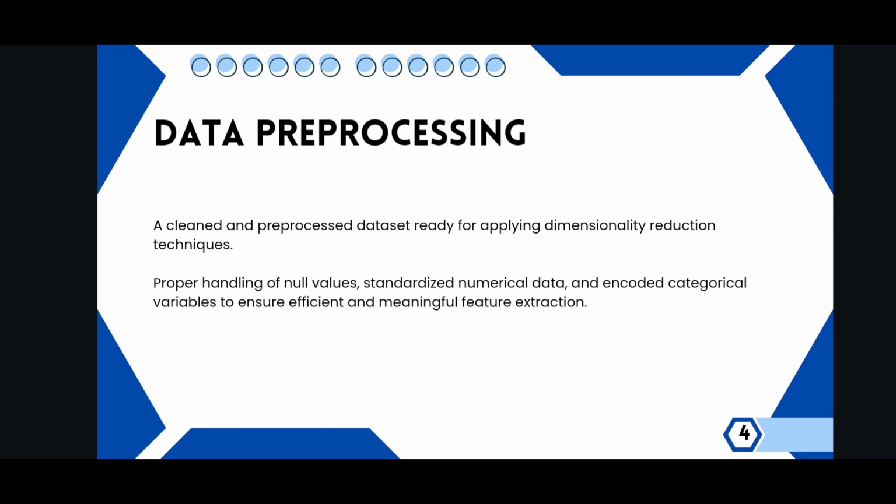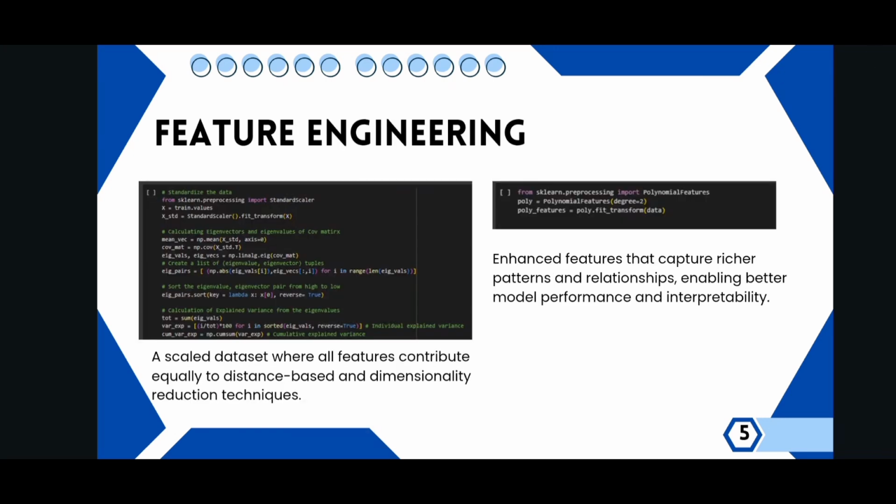So the expected outcome of this pre-processing is a clean and pre-processed dataset ready for applying dimensionality reduction techniques, with proper handling of null values, standardized numerical data, and encoded categorical variables to ensure efficient and meaningful feature extraction. Feature engineering. The first snippet of this code is to scale the dataset so all features contribute equally to distance space and dimensionality reduction techniques. The second one is to enhance features that capture richer patterns and relationships, enabling better model performance and interpretability.